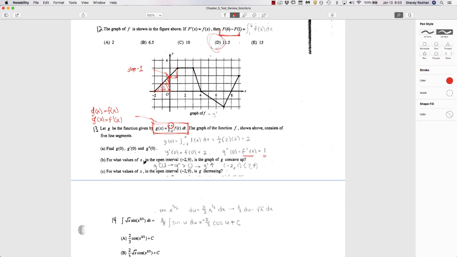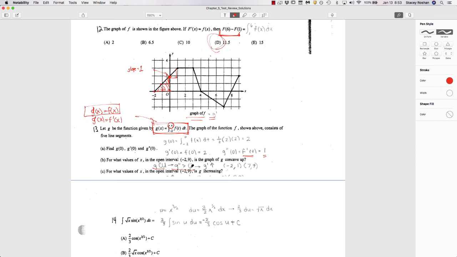For what values of x in the interval -2 to 9 is the graph g concave up? So g is concave up when g double prime is greater than 0. But this is a graph of f. And what is f? Remember, f is the same thing as g prime. So that's why I labeled it the same thing as g prime.